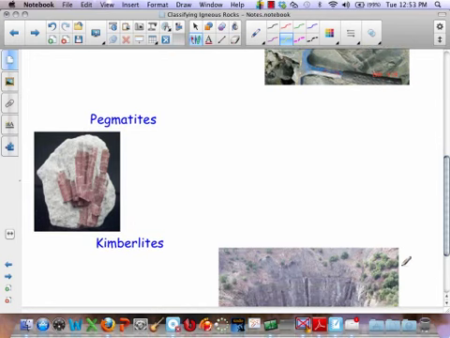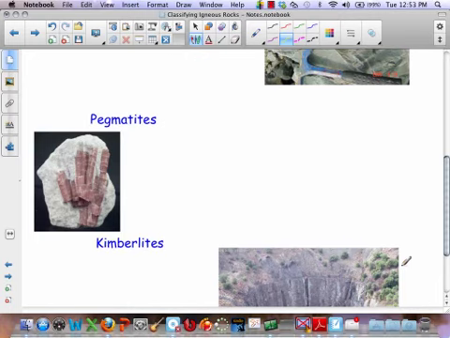Another way is called a pegmatite. This is where we get basically everything deposited all together as one super clump of material. That's basically what a pegmatite is. It's just a super clump of material.